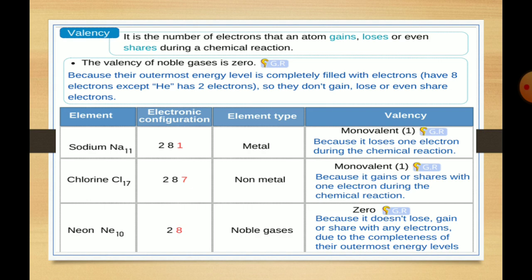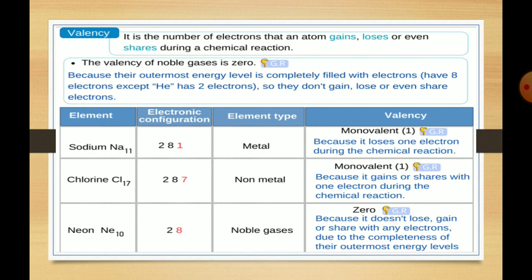So, the valency of noble gases is 0. Give reason: because their outermost energy level is completely filled with electrons. So they don't gain or lose or even share electrons during the chemical reaction.